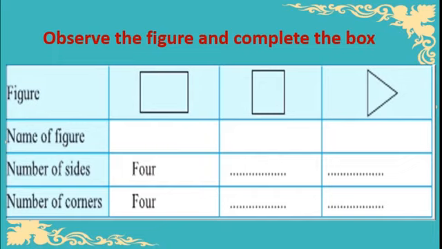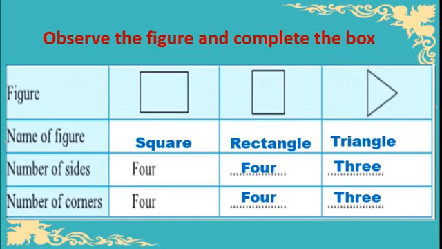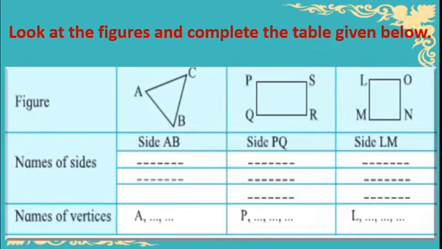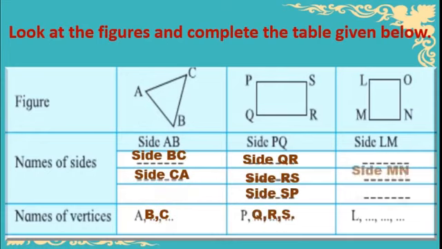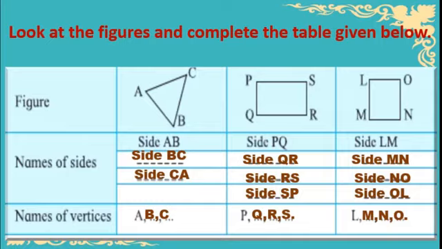Now this is from your textbook. Observe the figure and complete the box that you have to do. Here I will write fast. See, this is rectangle, 4 sides, 4 corners, triangle, 3 sides, 3 corners. The next one is the same thing what we did now. See, side you have to write and vertices. This is very easy for you. Please complete this in your textbook with the help of the pencil.